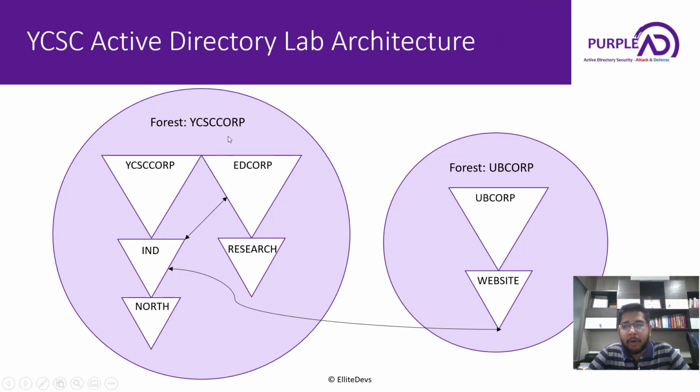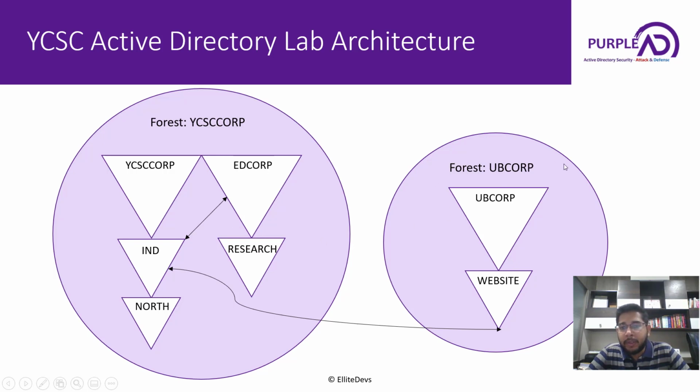One is YCC Corp and the other is UB Corp. In the forest YCC Corp, we have two tree domains, which is YCC Corp, which is the root domain of this forest, and the other is ED Corp. Under YCC Corp, we have a child domain called IND, and under that, we have another child called North. Similarly, in ED Corp, we have a child domain called Research.